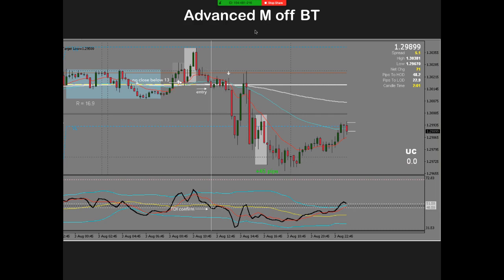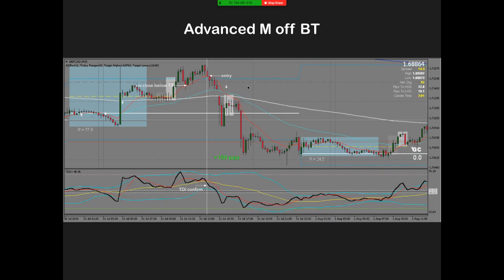All right, next, advanced M off of the blue tracer. Another one we had on GCAD, on July 30th, July 31st. Out of the Asian box, we had a move to the top of the range. You can see 1, 2, 3 pushes to the blue tracer, and then an M structure, with a blue tracer trap through. This close right here didn't close below the 13, but you can see it closed well below on the TDI.